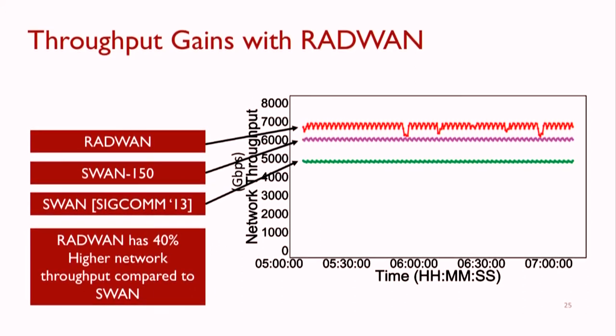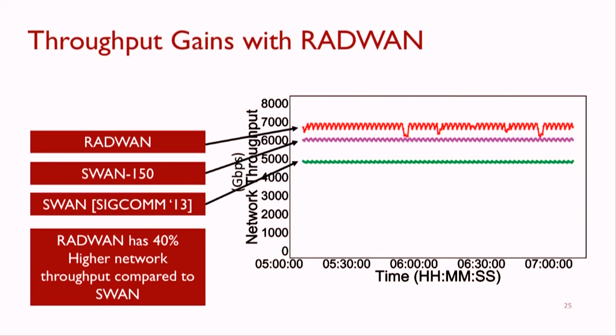You'll notice these dips in the throughput that RADWAN achieves. These are instances when the controller decides that the demand is high enough that it needs to upgrade the capacity of a number of links in the network. And when this happens, the throughput drops because, if you remember, there's a 1 minute span for which this link is going to be out while the capacity reconfiguration happens.